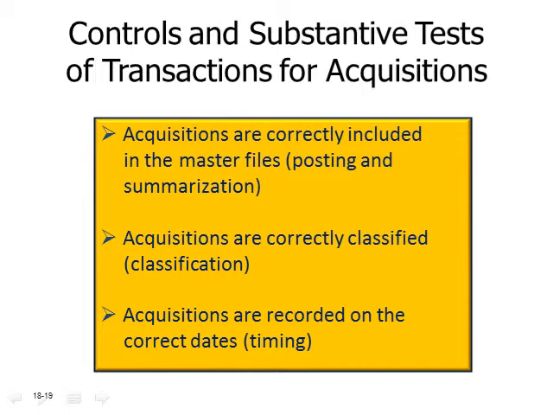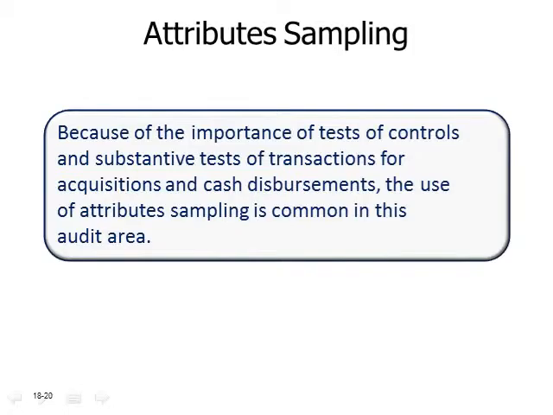Tests of details of certain individual accounts can be reduced if the auditor believes that internal controls are adequate to provide reasonable assurance of correct classification in the acquisitions journal. Because of the importance of tests of controls and substantive tests of transactions for acquisitions and cash disbursements, the use of attribute sampling is common in this audit area.